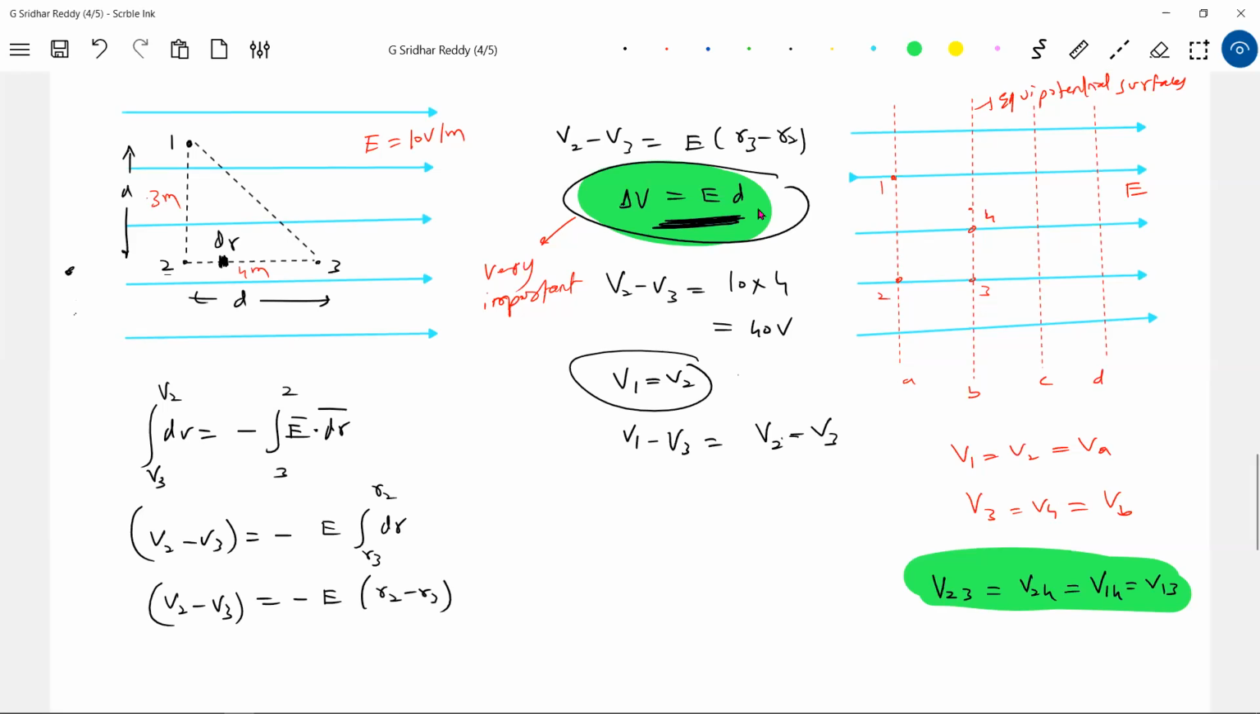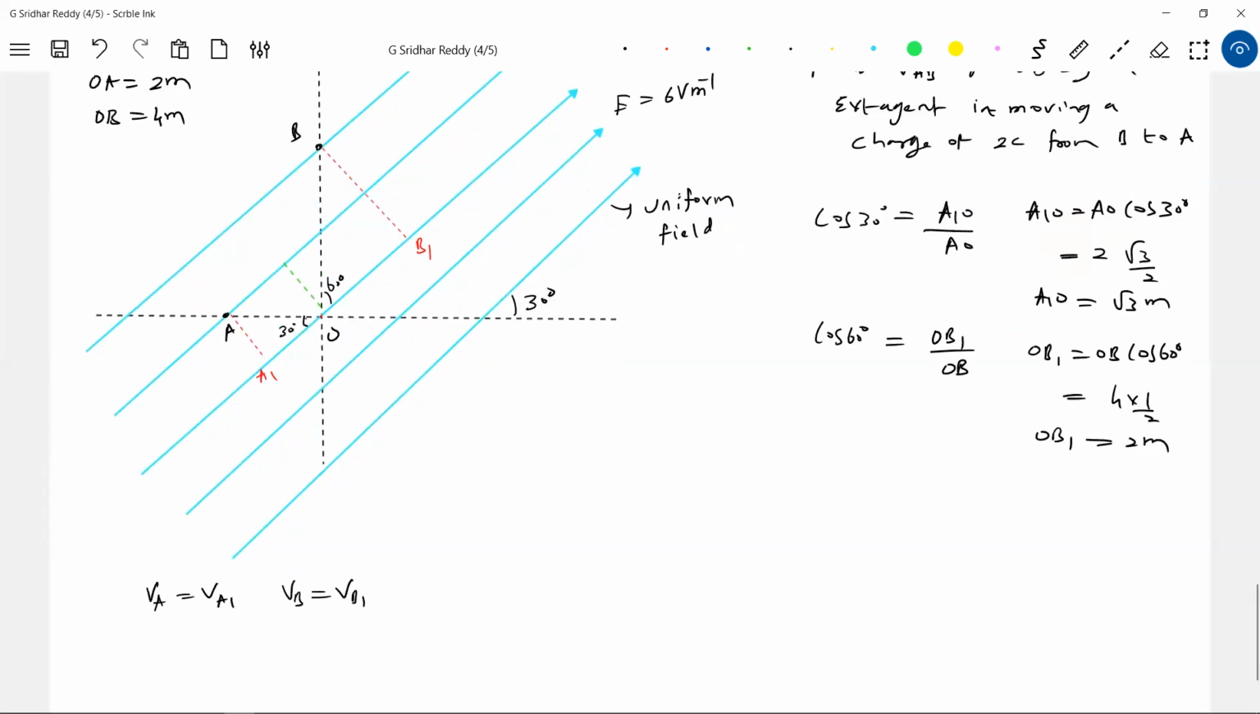So what is the potential difference in a uniform field where the 2 points are separated by distance d? Multiply the field strength into distance. How should you measure? Along the field, not opposite. See, the electric field will be directed from higher to lower potential. So therefore, I'm measuring it, E into d. Got it? Now the same thing is what I'm applying here.